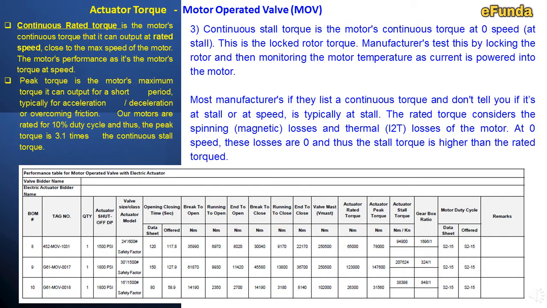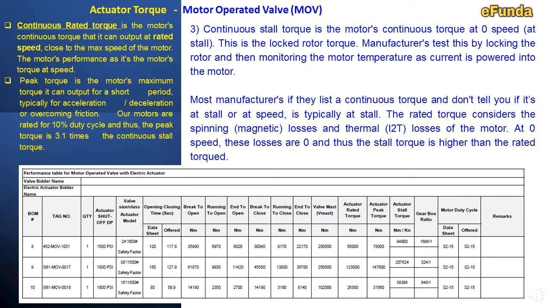Peak torque is a motor's maximum torque it can output for a short period, typically for acceleration and deceleration or overcoming friction. Our motors are rated for 10% duty cycle. Thus, the peak torque is 3.1 times the continuous stall torque.